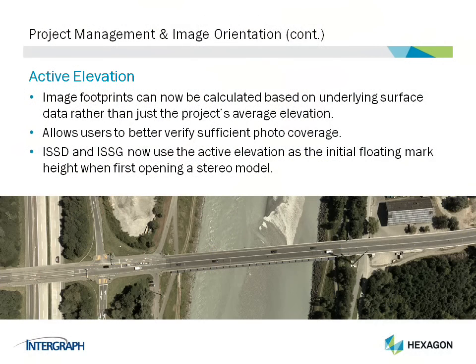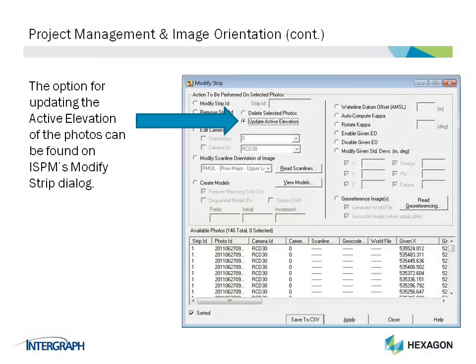A new Update Active Elevation function has been added to ISPM's Edit Modify Strip dialog for generating more accurate photo footprints as well as to better set the initial floating mark height when first opening a stereo model. This option can be found here on ISPM's Modify Strip dialog.